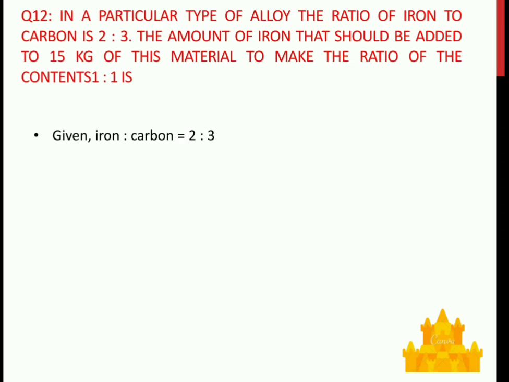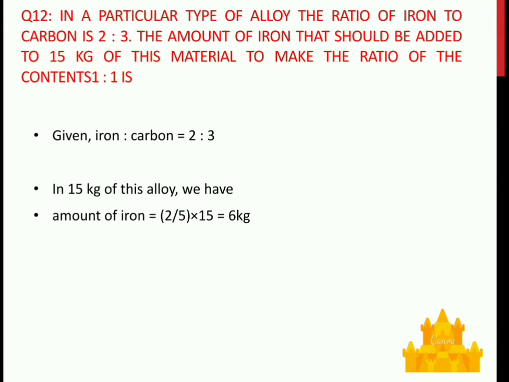So in this 15 kg, first of all we will find how much is the iron and how much is the carbon. Iron to carbon is 2:3 and we have 15 kg of this alloy. So in this 15 kg, the amount of iron will be 2 by 5 into 15, which is equal to 6 kg. And the amount of carbon in this 15 kg of alloy will be 3 by 5 of 15, which is equal to 9 kg. Now we need to add x quantity of iron in such a way that the new ratio becomes 1:1.